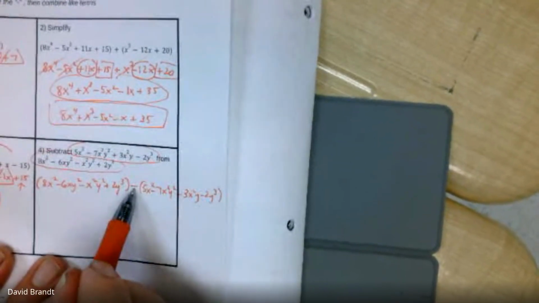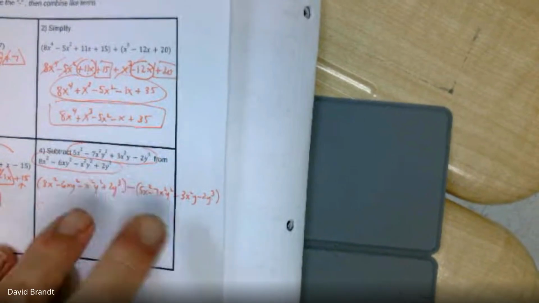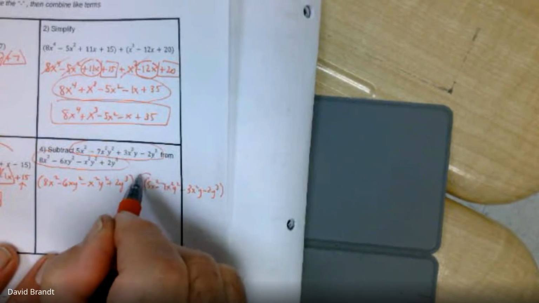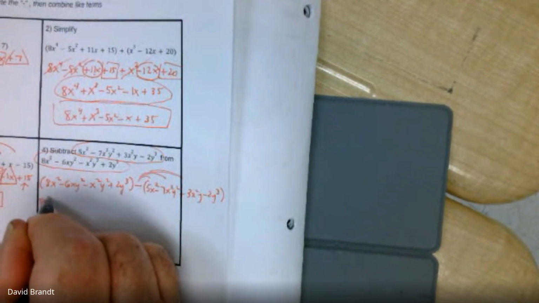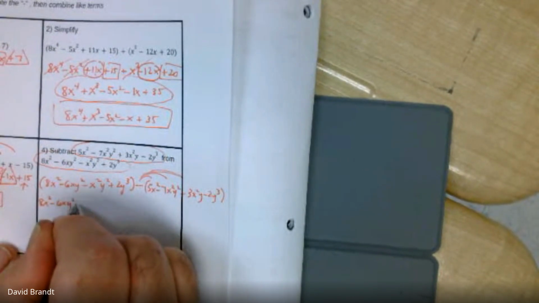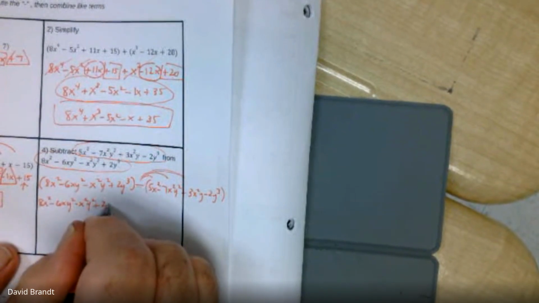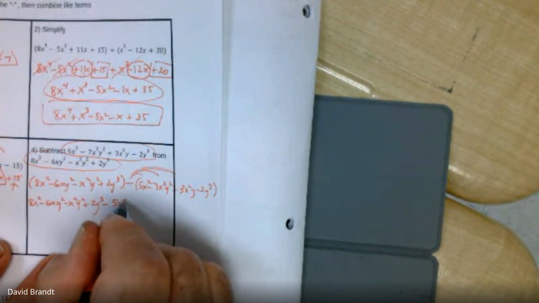So now when you have a subtract, you got to put them in parentheses. These actually have parentheses around them. You need to put parentheses, and we're going to drop the parentheses by distributing the negative sign. So let's write all this down. What a mess. 8x squared minus 6xy squared minus x squared y squared plus 2y cubed minus 5x squared.